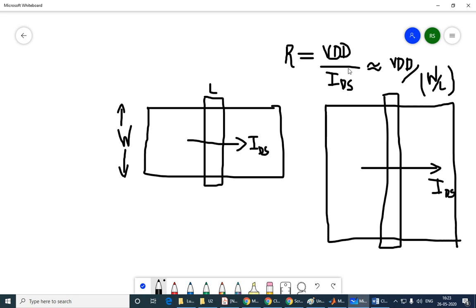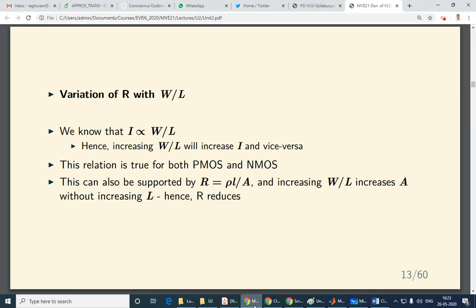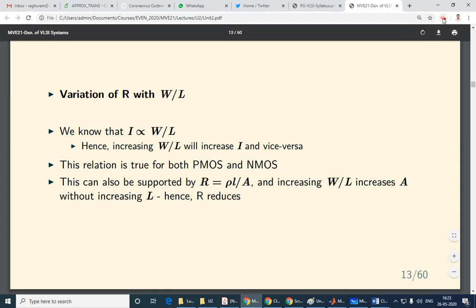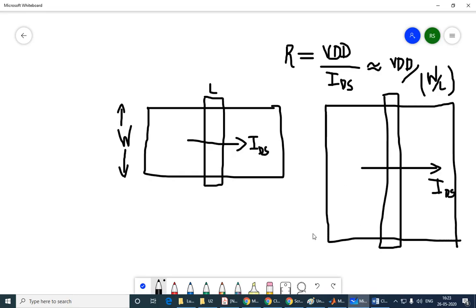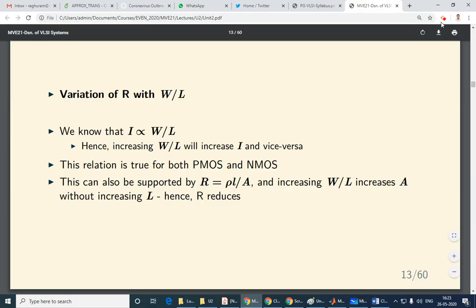If I make the resistance of the transistor double, okay, sorry, I don't change the resistance directly. If I make the W by L of the transistor double, then the resistance is going to become half by the same ratio. If I make the W by L 4 times, then the resistance is also going to reduce by 4 times. So that is the relation that we want to see: the relation between resistance of the transistor and the W by L.